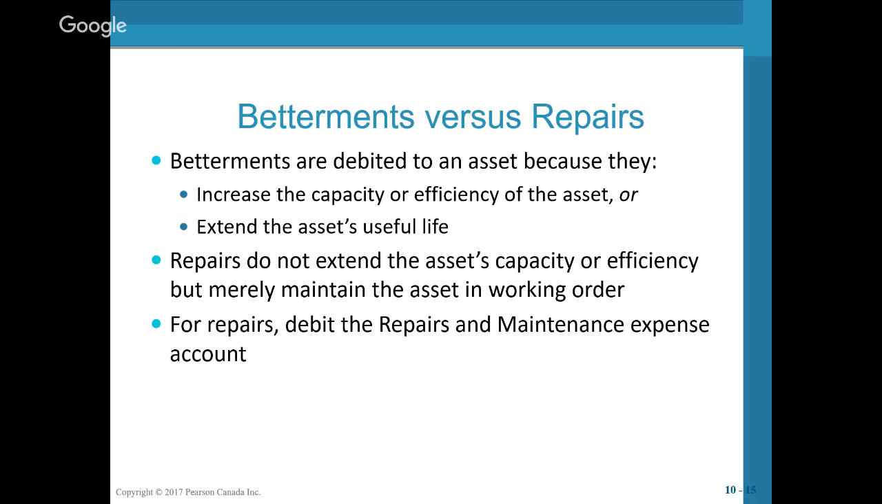The chapter also gets into what's called a betterment versus a repair. A betterment is something we do to an asset to increase its useful life or its capacity or its efficiency. Okay? Repairs don't extend the useful life or capacity, they just maintain the asset in the working order that it was in. For repairs, we're going to use the account repairs and maintenance expense. But for something that's going to make the asset last longer, we debit the asset itself.